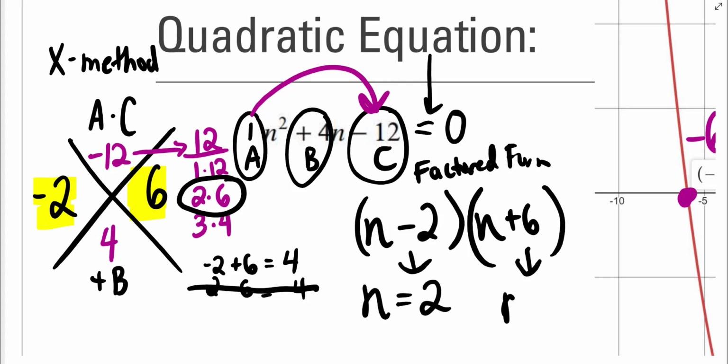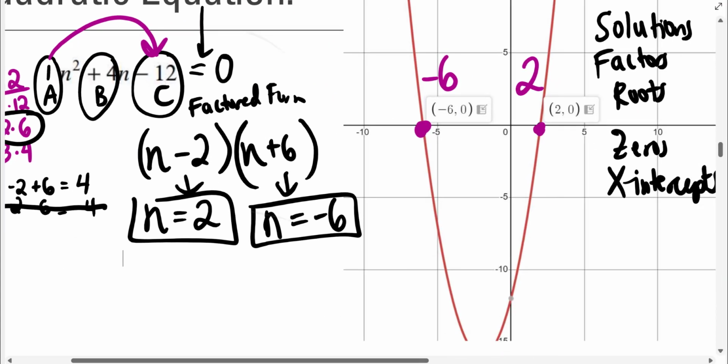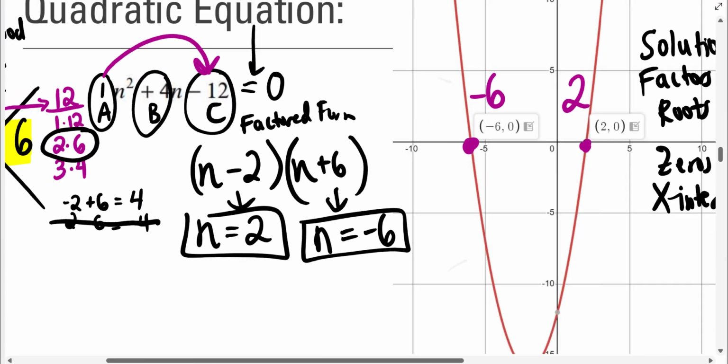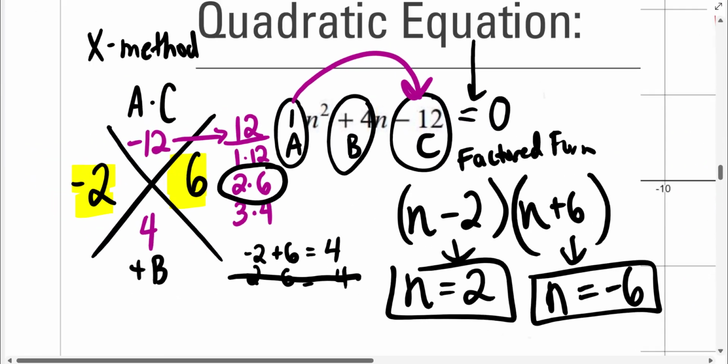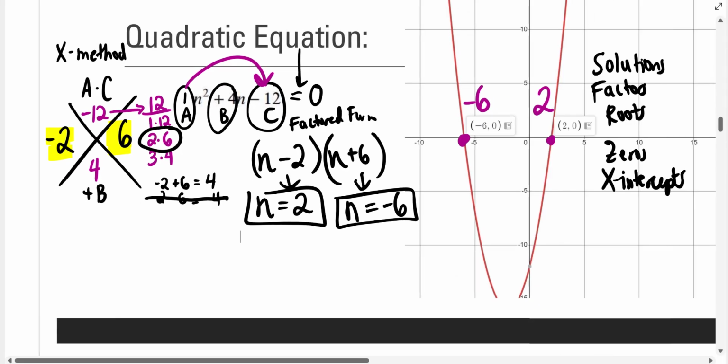If it's a +6 there, now it's going to become negative. Okay, and then if you check, it should be +2, -6, and that's exactly what we got in the graph. Again, but what if you don't have a graph? This is how you would solve it by hand using the X method. So the X method is faster than doing the formula.